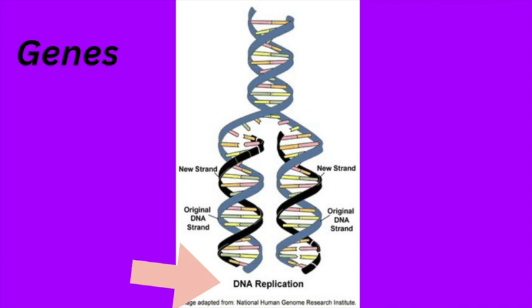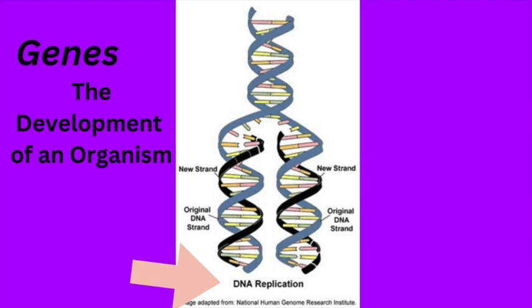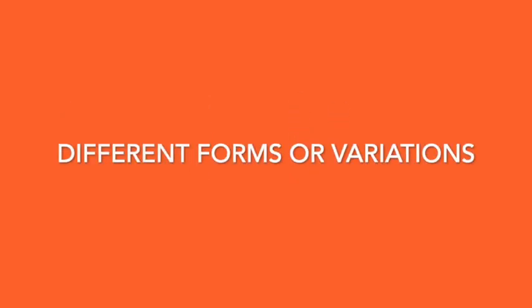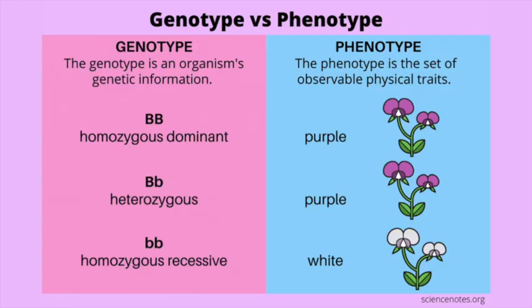Each individual inherits 2 copies of each gene, one from each parent, and these genes carry instructions that guide the development of an organism. The key concepts in inheritance include genotype, phenotype, and alleles. Alleles are different forms or variations of a gene that exist at a specific position on a chromosome. The genetic makeup of an organism, which is a combination of alleles, is called its genotype. The observable traits such as eye color or height are known as the phenotype.